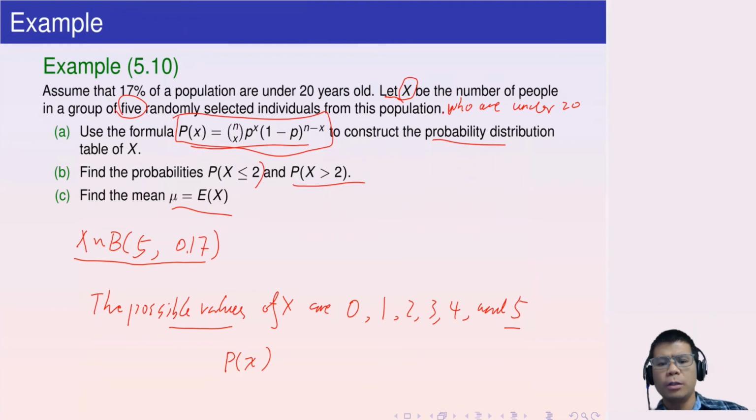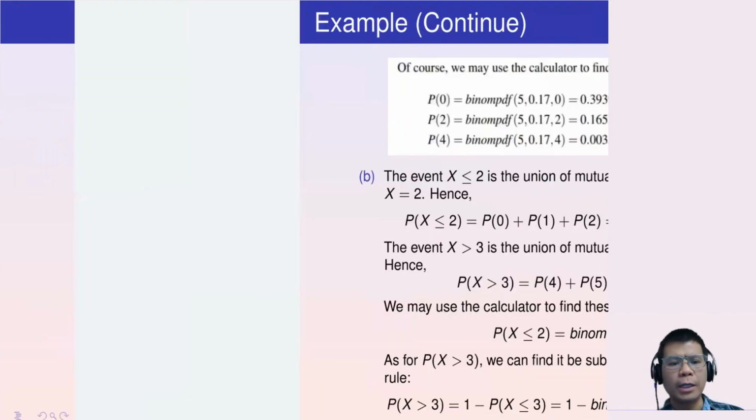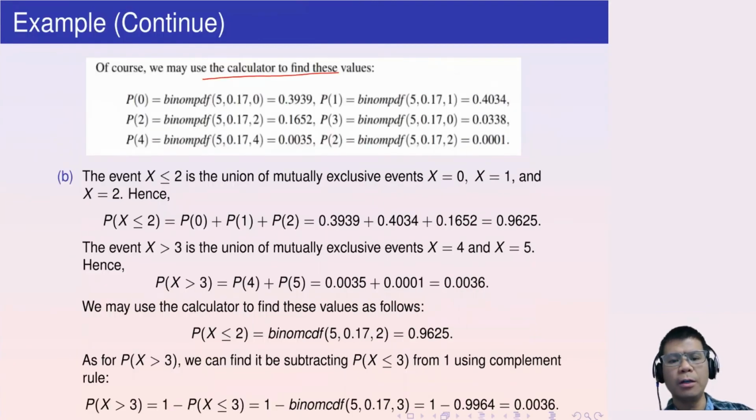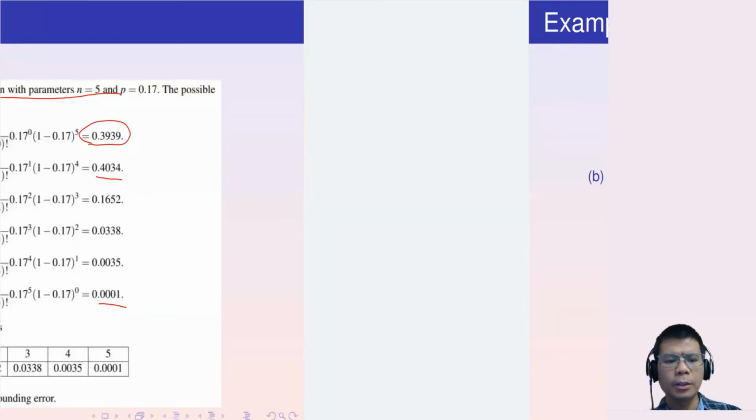Now, of course, we can also use the calculator to find these values, right? P of 0, the binomial PDF is this one, and P1, P2, and so on. This should be P5, sorry, X should be 5. Okay, so we've got all these values using the calculator as well. And this is part A.